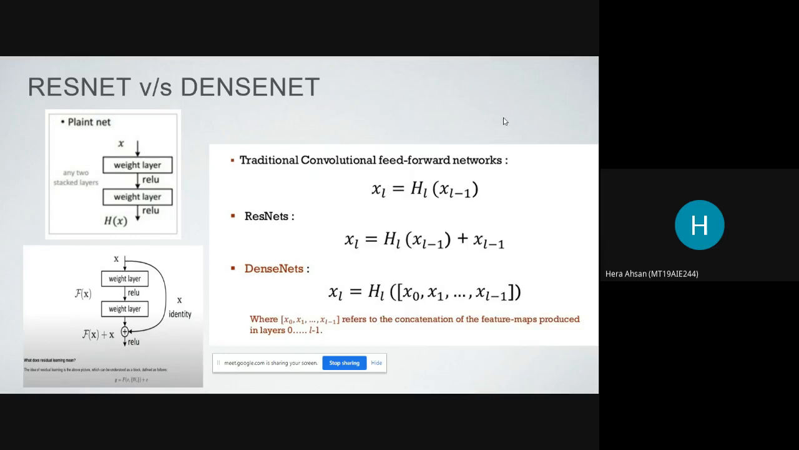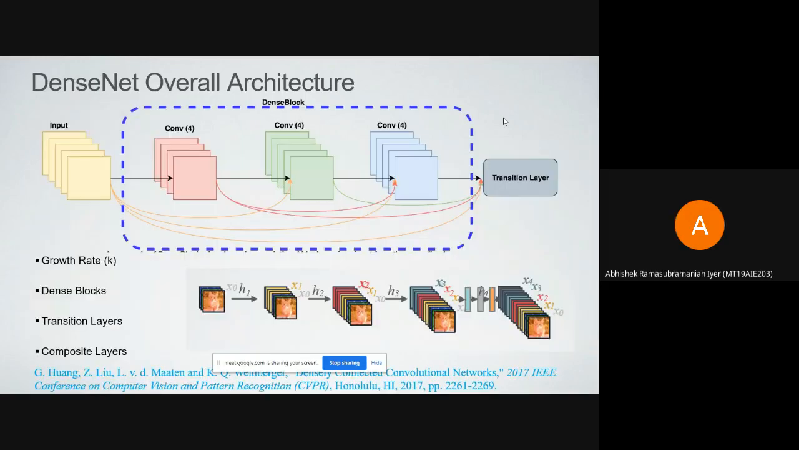So now Abhishek will tell us about the architecture. Okay, thanks, Sarah, for the introduction and the preceding part. So let's go through the architecture. I'm assuming everybody can hear me.